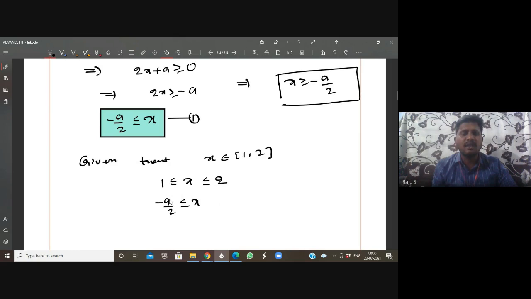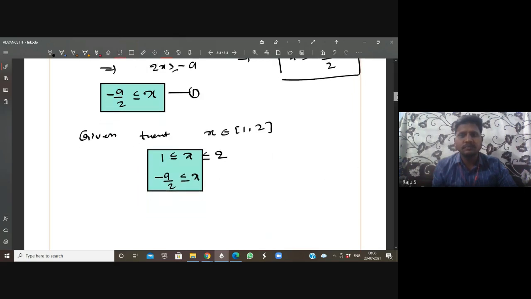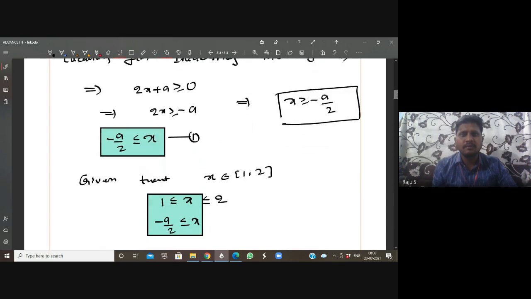From these two, what is the value of minus a by 2? If I compare these two, minus a by 2 is equating to 1. Shall I equate? 1 is equal to minus a by 2. So which implies a is equal to minus 2. This is the required answer.